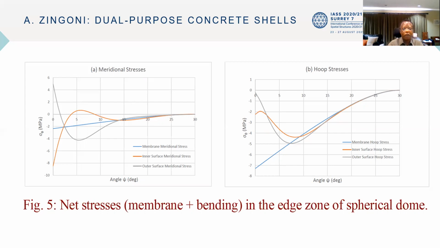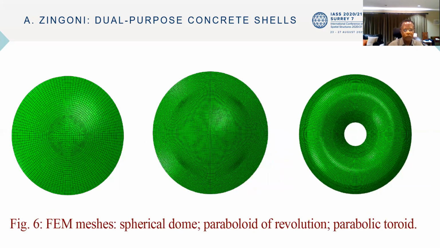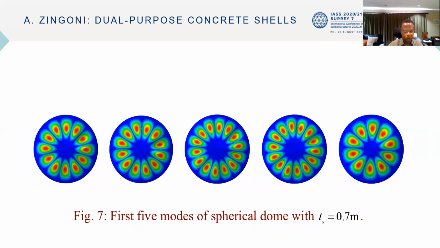A linear eigenvalue buckling analysis of the three examples was performed using the finite element program Abaqus. Here are the meshes for the three shells: the spherical dome, the paraboloid of revolution, and the parabolic toroid. Here are the results for the first 5 buckling modes.